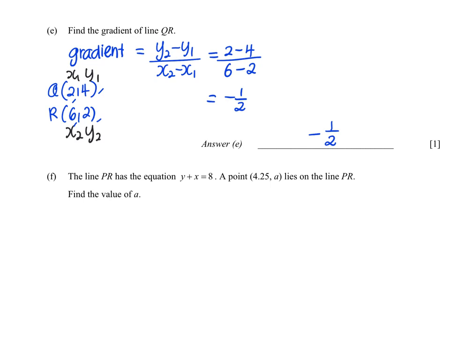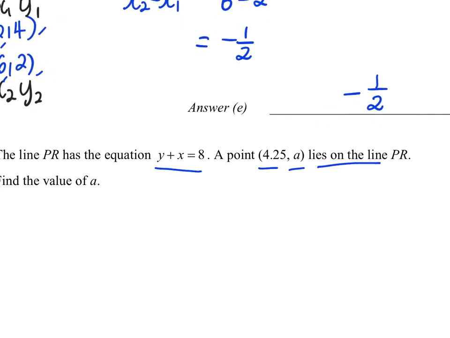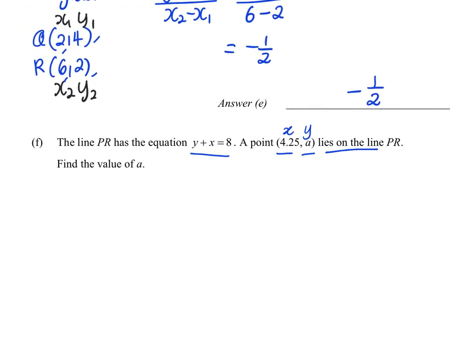The line PR has this equation y plus 8x equals 8. A point (4.25, a) lies on the line PR. When it says lies on the line PR, it means it must satisfy this equation. So when I have this point (4.25, a), what does that mean? The 4.25 is the value for the x coordinate, and the a is the value for the y coordinate. So I want to find the value of a. I'm going to substitute x equals 4.25 and y equals the value for a.